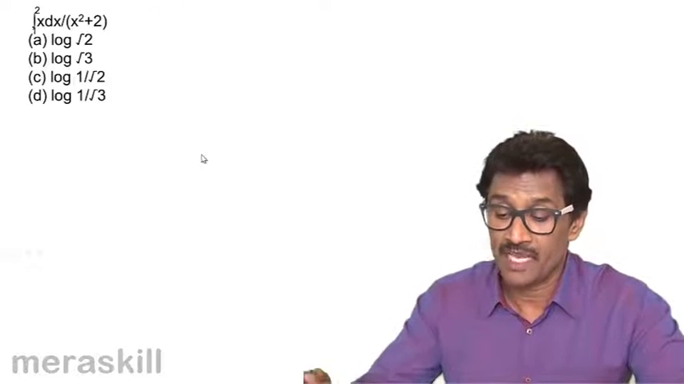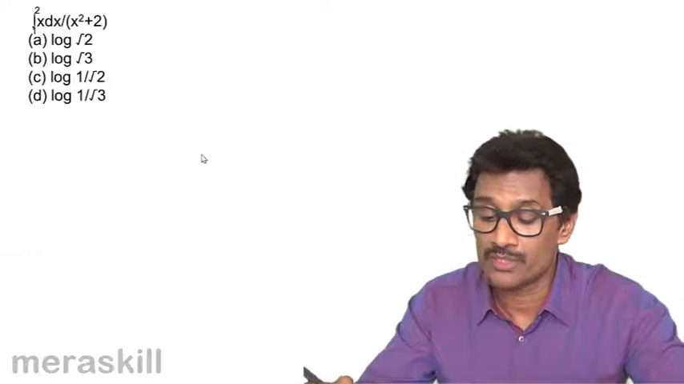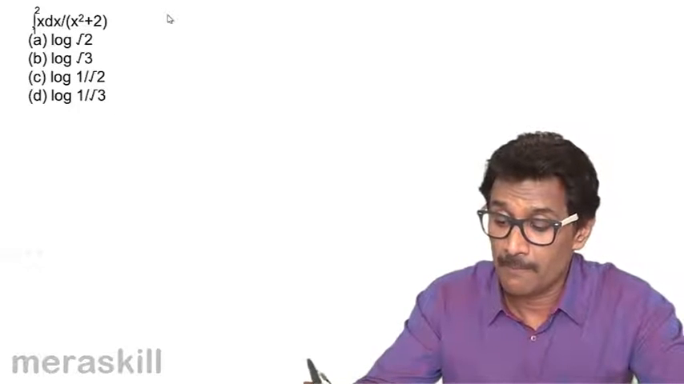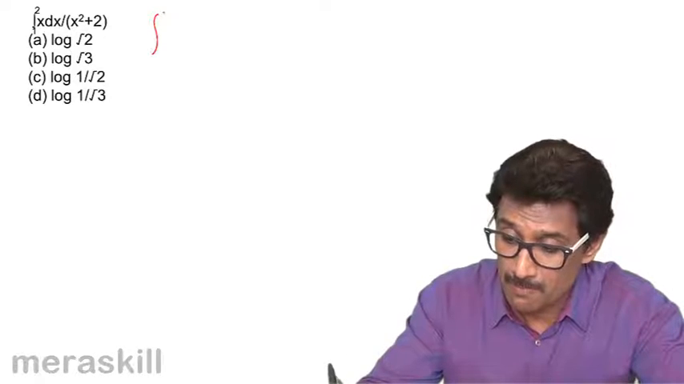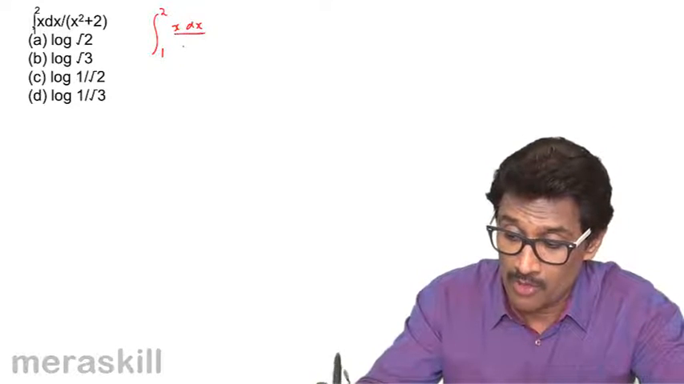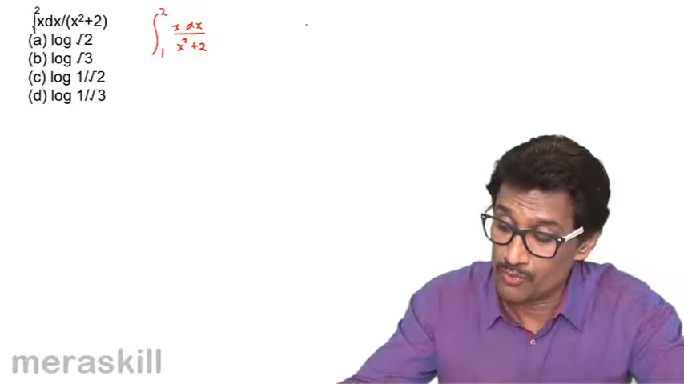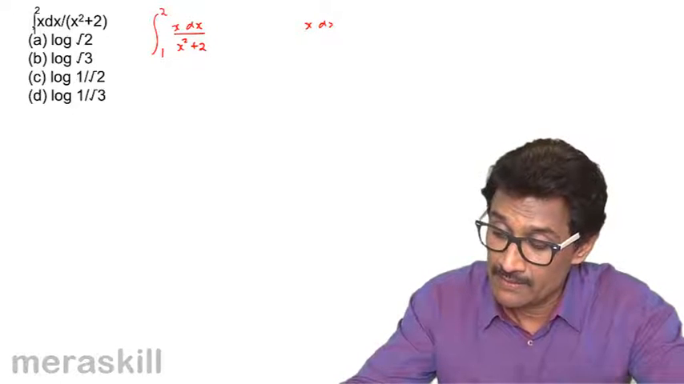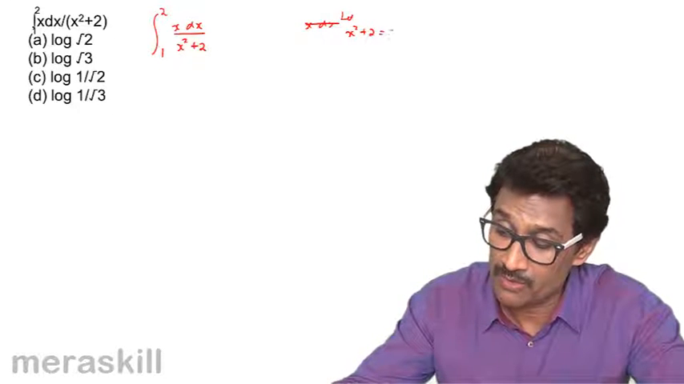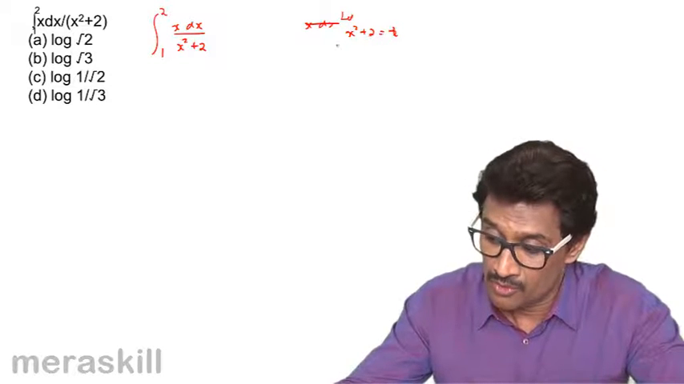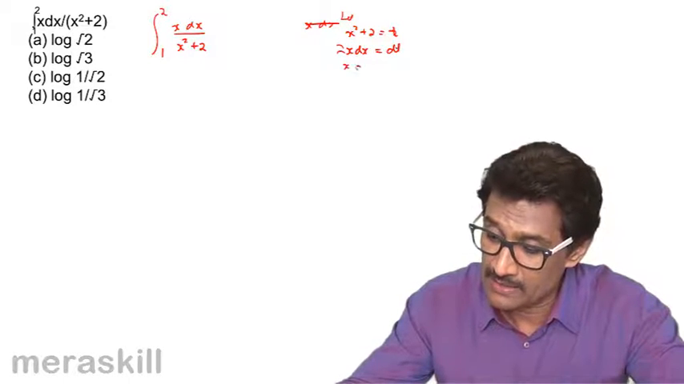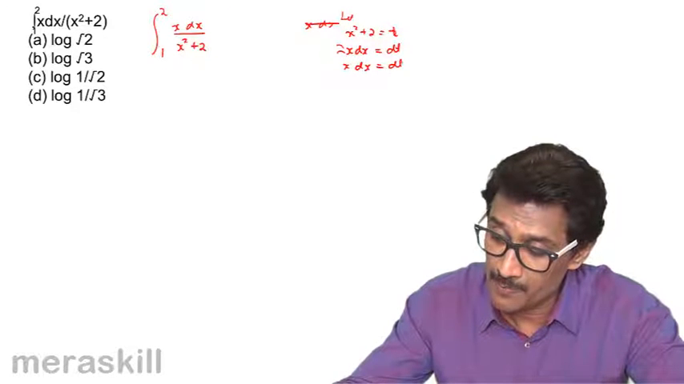Okay, x dx upon x square plus 2 in the range so and so. So here it's going to be x dx upon x square plus 2. So we can do it by substitution. Let x square plus 2 be equal to t. So 2x dx is equal to dt. So x dx is dt by 2.